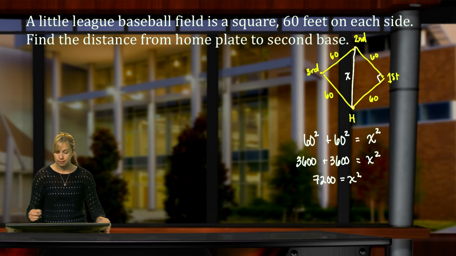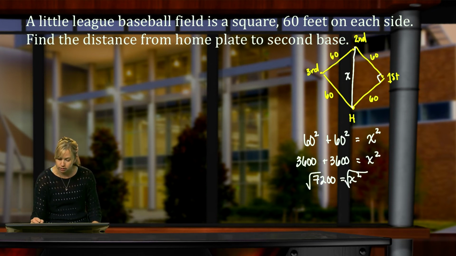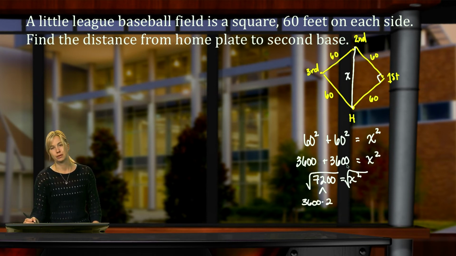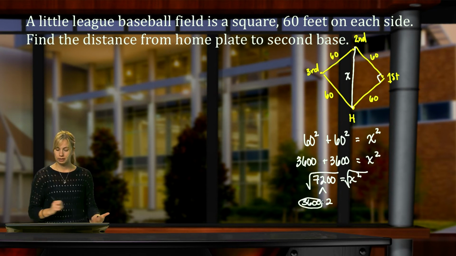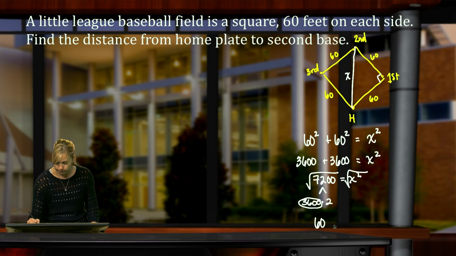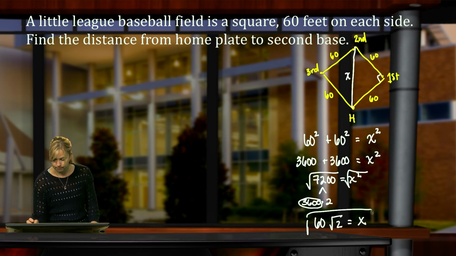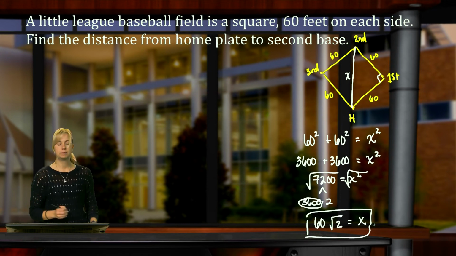And then we're just going to simplify this after we take the square root. This is 3,600 times 2, which I knew just from that previous step. And 3,600 is a perfect square. It is 60. So the distance between home plate and second base is 60 square root of 2 feet.